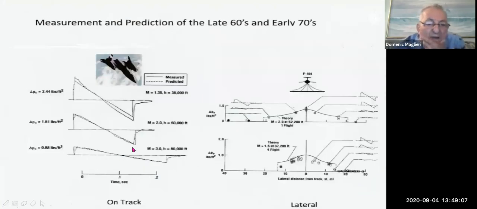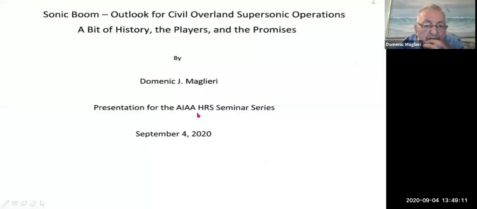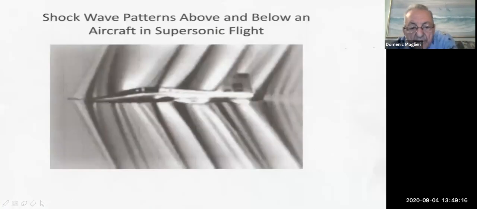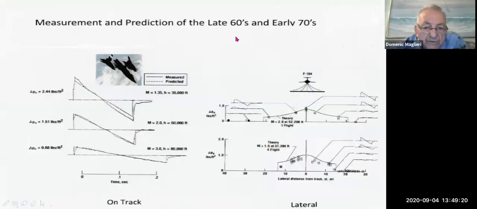Okay, so how good were we back in those days in predicting? We didn't have the powerful codes that exist today. But let's take a look at the SR-71 at 3 altitudes, 35, 50, and 80,000 feet. Not bad, not too bad, okay? If you look laterally, here's an F-104 at 52,000 feet at Mach 2. We didn't do a bad job.